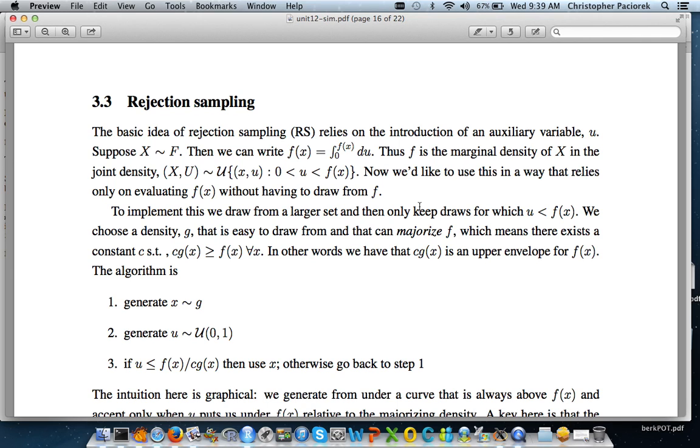Well, okay, let me say it this way. The basic idea is, if I want to know the probability that X is less than or equal to x, what the marginal distribution is, if I draw U and X jointly from this distribution, then what is that? Well, that is going to be the integral from minus infinity up to x.